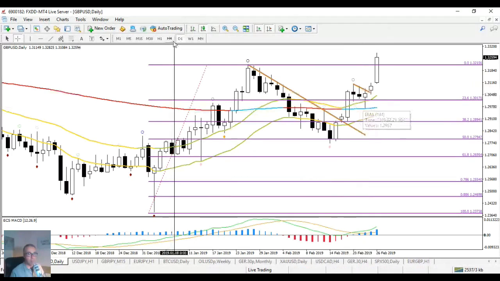Then the 4-hour chart. You can see impulse to the upside, ABC correction to the downside, bounce at the 21 EMA, bounce at the 38.2 fib, and we had a very strong bullish candlestick here. All right, so that kind of confirmed the wave 4 within the wave C.